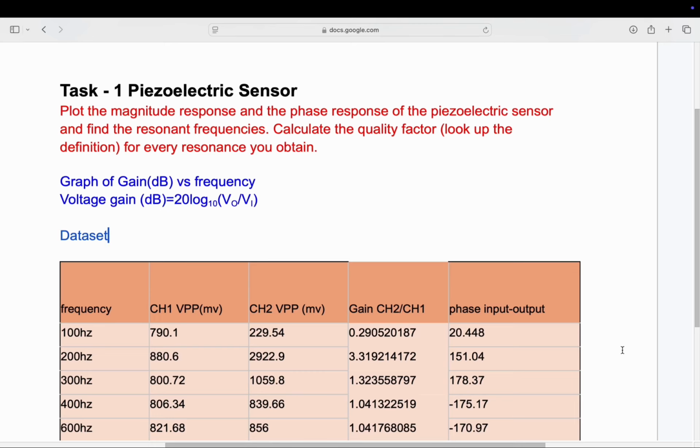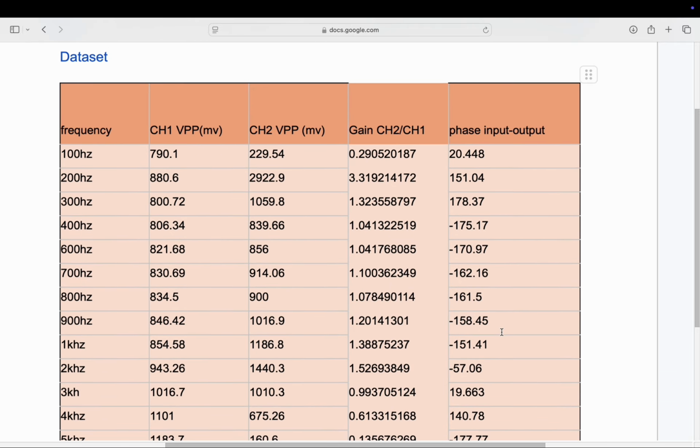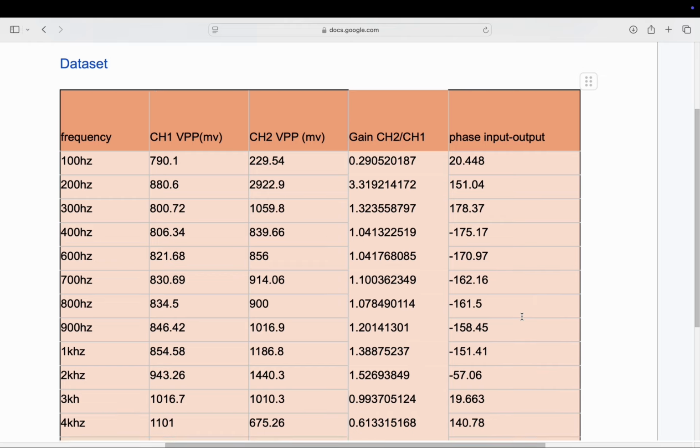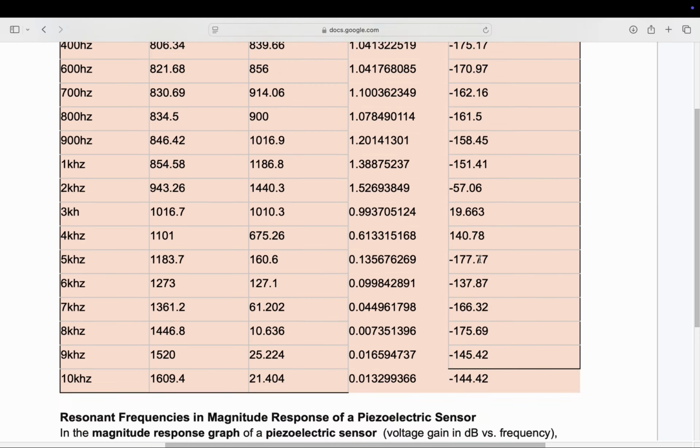So now we move to the theoretical part of the experiment. In task one, we had to plot the magnitude response and the phase response of the piezoelectric sensor and calculate the quality factor for the resonance frequencies achieved. So this is the data set which we achieved during the experiment, in which we recorded the frequency and the channel 1 and channel 2 peak to peak voltage for input and output, and we calculated gain in dB, which is given by the formula voltage gain equals 20 log to the base 10 of V0 by V1. And then we calculated the phase difference of input minus output, that is channel 1 minus channel 2, in degrees.